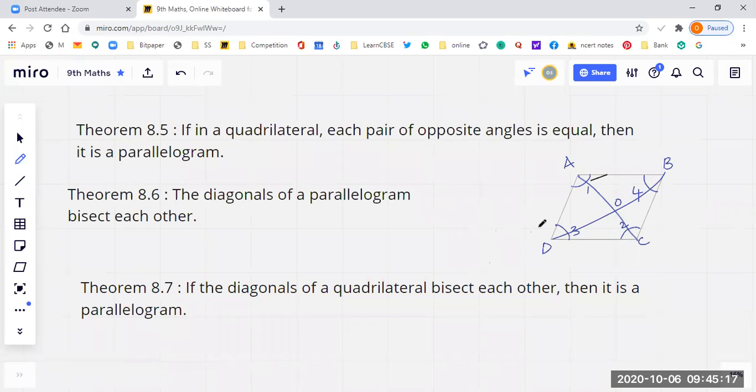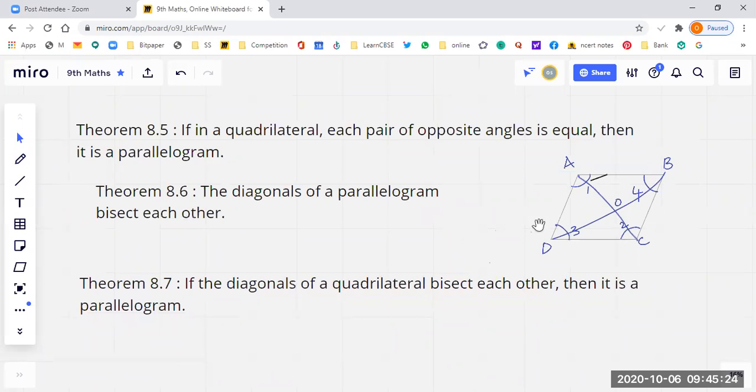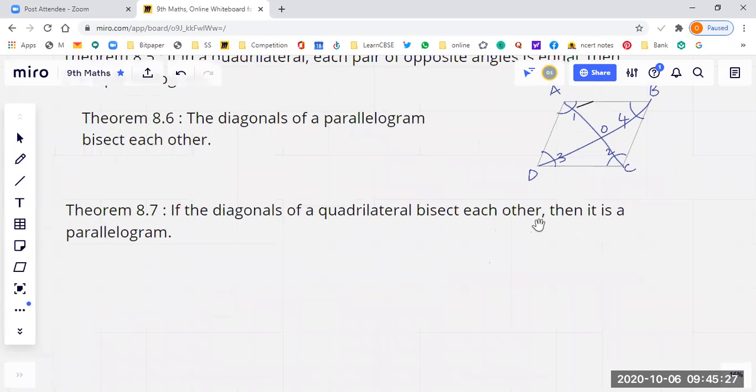Then, if the diagonals of a quadrilateral bisect each other, it's actually the opposite of this. If the diagonals of a parallelogram bisect each other, then it's saying the opposite: if the diagonals of a quadrilateral bisect each other, it is a parallelogram. Here it's given that the diagonals bisect, meaning AO is equal to OC and DO is equal to OB. This is given now. So from this you can prove it's a parallelogram.